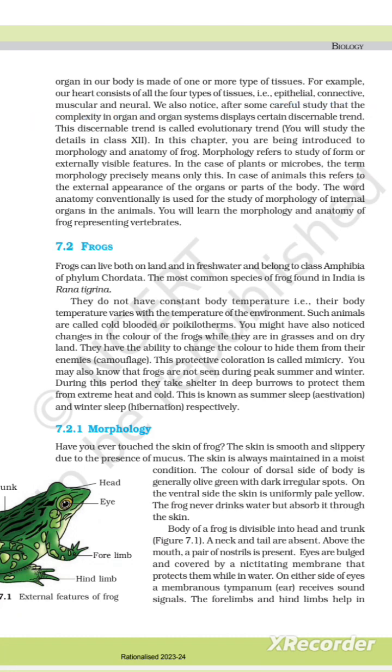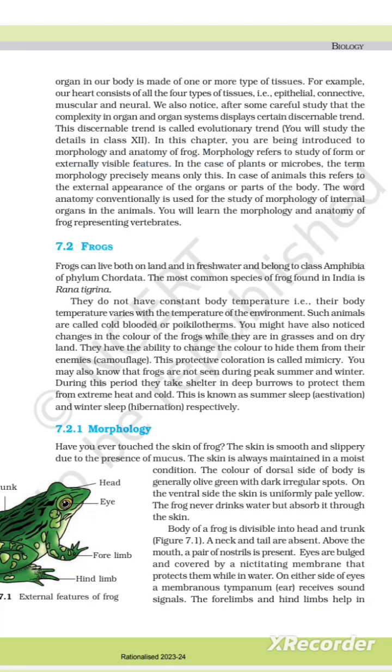We also notice after some careful study that the complexity in organ and organ system displays a certain discernible trend. The discernible trend is called the evolutionary trend. You will study the details in class 12th. In this chapter, you are being introduced to morphology and anatomy of frog.